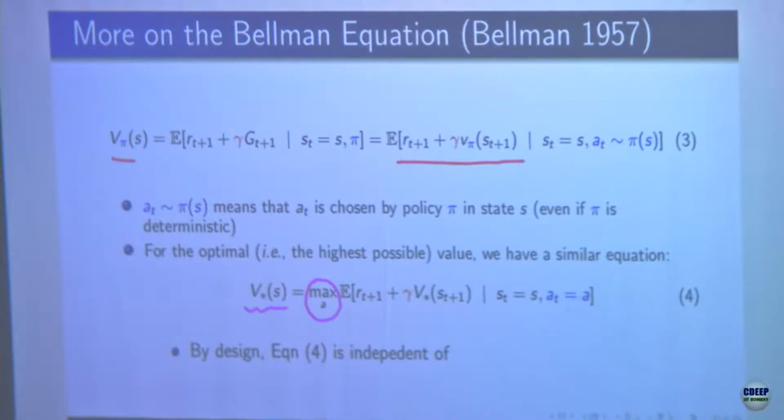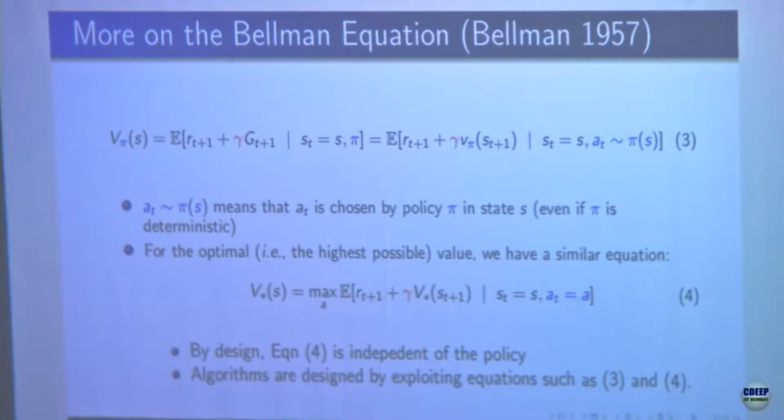So V star of s is the max over a of the expected cumulative reward, but that expected cumulative reward can be looked up in terms of the reward in the next step plus V star. V star is again the max value, the same max expression that we have written on the left side, but evaluated at the next state, s t plus 1. Okay, so your goal is to discover this.